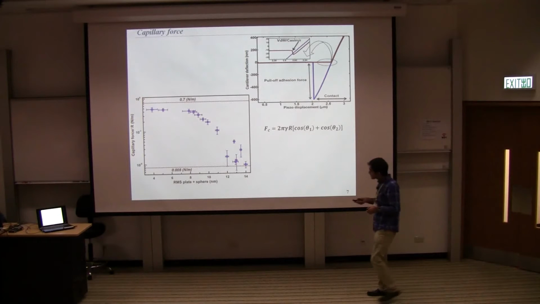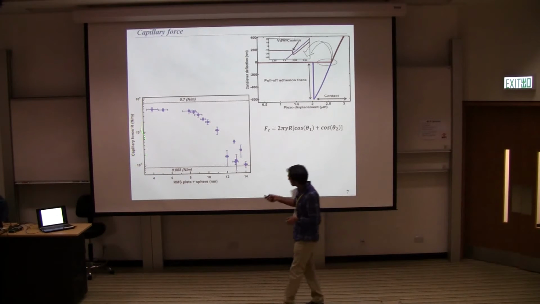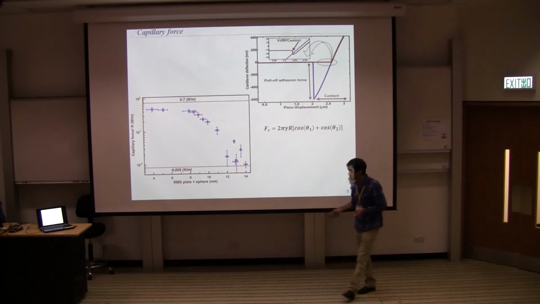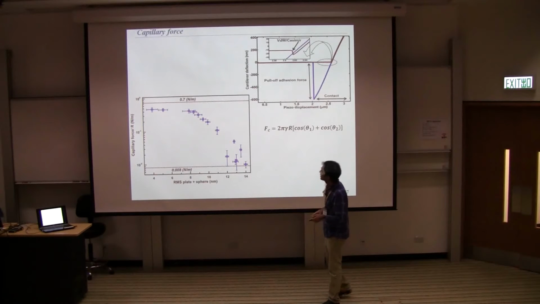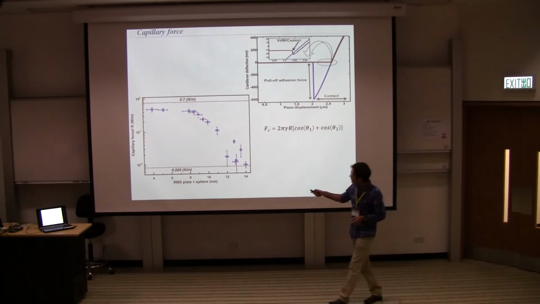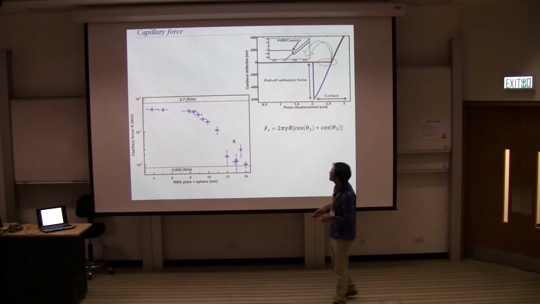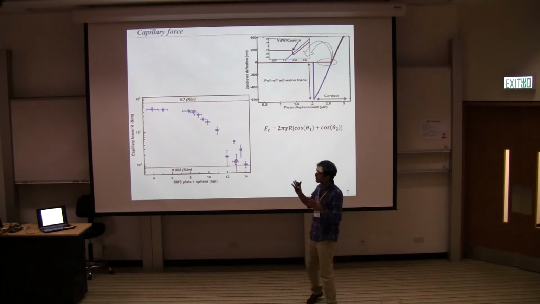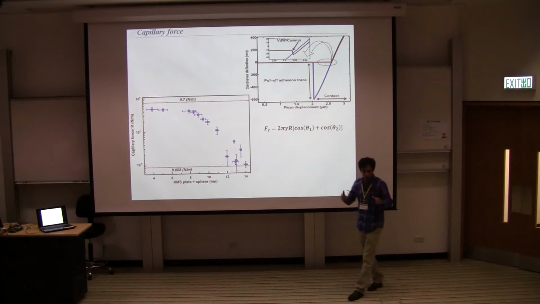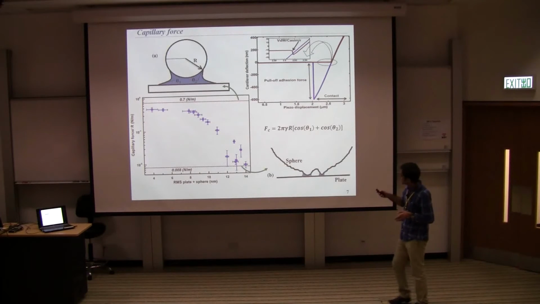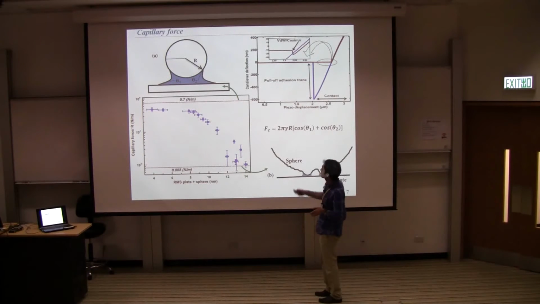Here we see in this graph the capillary force versus the RMS roughness of the sphere, independent of the sphere radius. As we see here, up to 8 nanometer there is no significant change in capillary force, which shows that the capillary meniscus is formed over a large contact area of the sphere and plate, as we can see in this schematic.